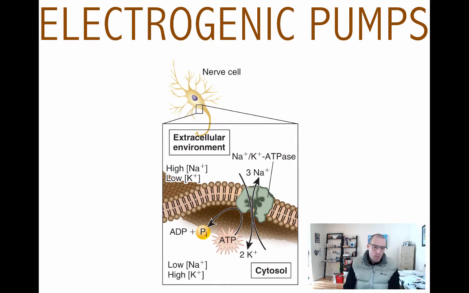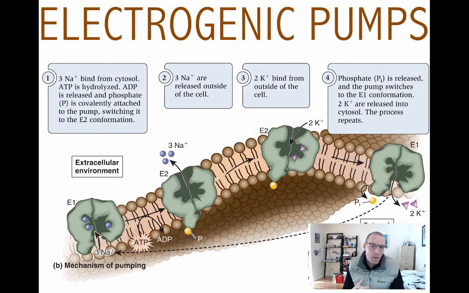So the point of this pump is to create a higher sodium concentration and a low potassium concentration outside the cell, and inside the cell the reverse of that, so low sodium, high potassium. And what this actually does is it creates a charge difference across the membrane, and that charge difference becomes important when you look at the function of neurons and you look at action potential generation. So let's take a look in a bit more detail what this protein pump is doing, what this electrogenic pump is doing.